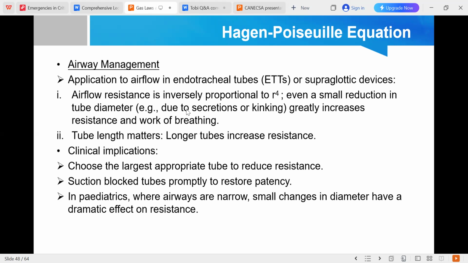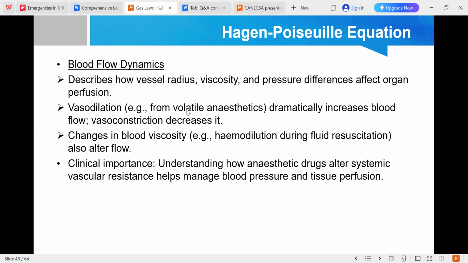Okay, the longer tube increases resistance. And that's why in pediatric anesthesia, I like to cut the endotracheal tube to reduce the effect of length on the resistance. So the clinical implication here is you must choose the largest appropriate tube to reduce resistance to flow. Suction your tubes, because secretions can cause blocked tubes. And in pediatrics especially, small changes in the diameter of their tubes can have a dramatic effect on airway resistance.